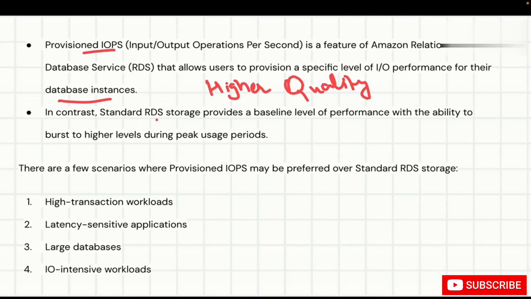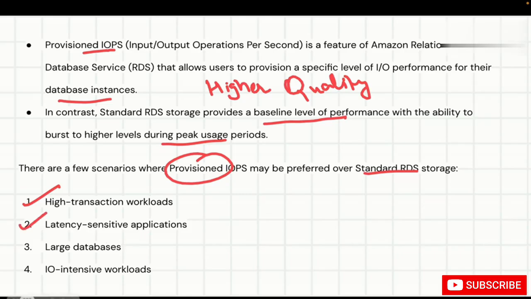Whereas with standard RDS storage, a baseline performance is given with the ability to burst to a higher level during peak usage periods. So when you're working in a standard performance based environment, you can opt for standard RDS. Now let's see in which situations provisioned IOPS is better than standard storage. When there are high transactional workloads, where input output operations are huge, we are going to work with provisioned IOPS.